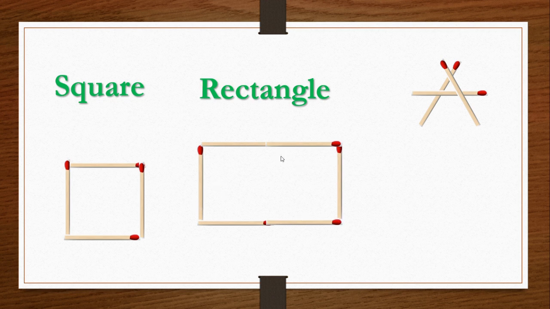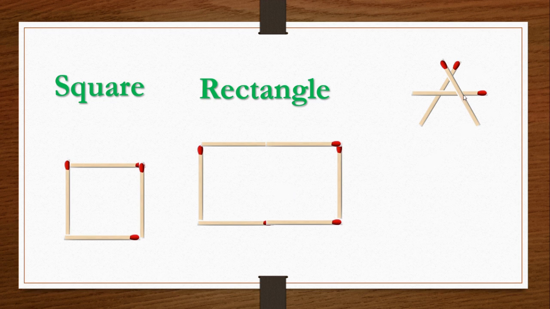Here we can say opposite sides, they are equal. See, opposite of this is this. These are equal, right? And opposite of this upper one is equal to the lower one. Means rectangle has the opposite sides equal. This is the main difference between rectangle and square. Okay? Got this?